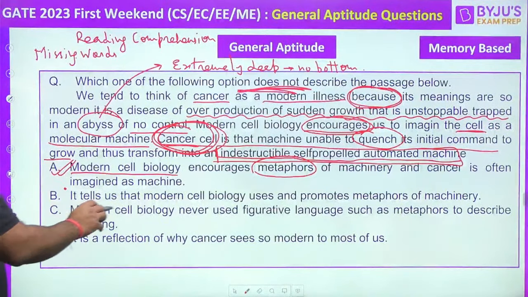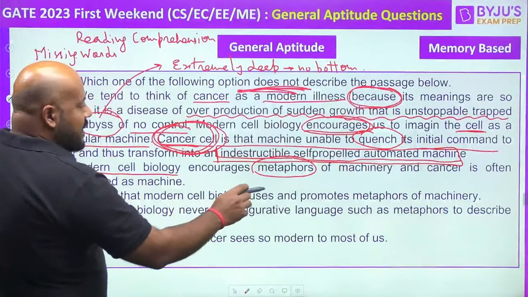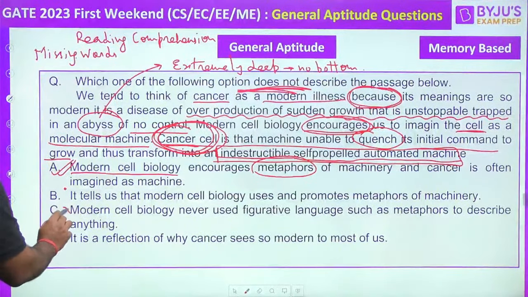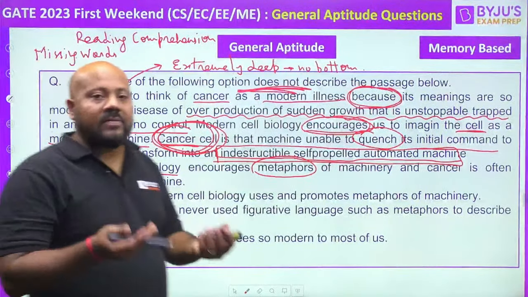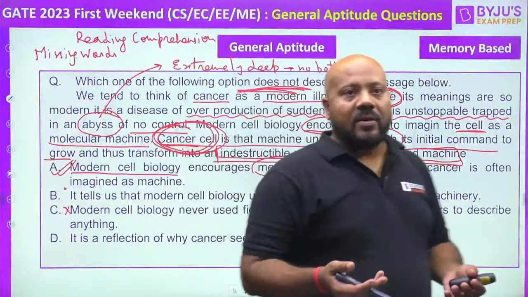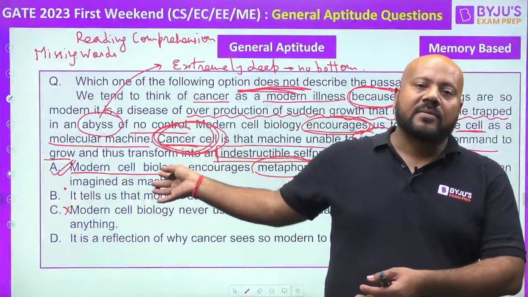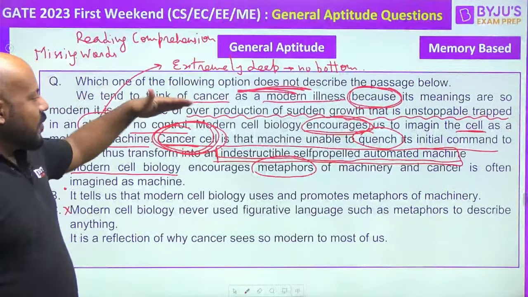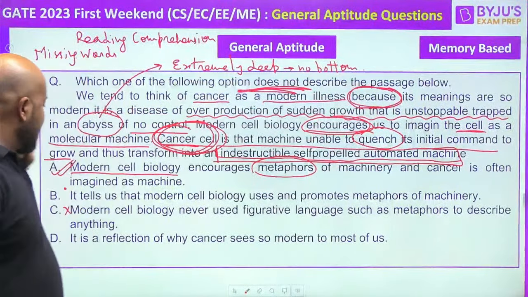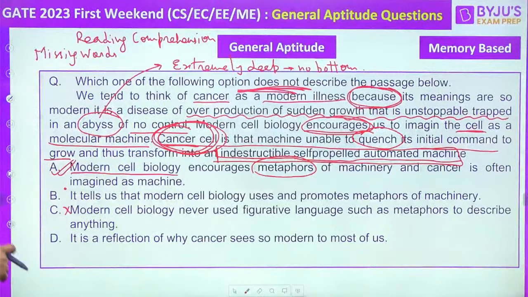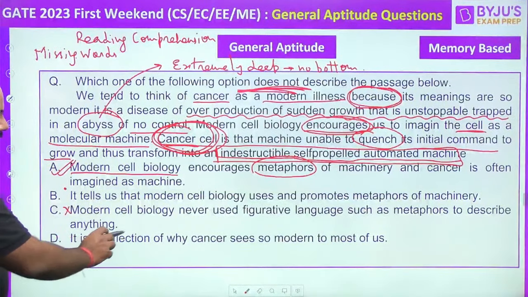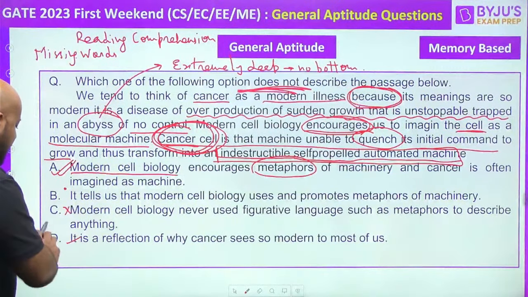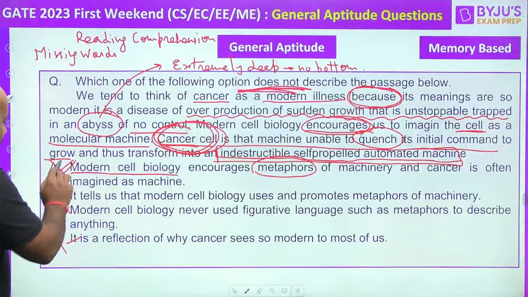Option C, modern cell biology never used figurative language such as metaphors to describe anything. Now this can be wrong, and wrong is what we have to choose. This can be wrong because at least for cancer they are using metaphors: self-propelled automated machine. So C can be the correct answer then. D, it is a reflection of why cancer seems so modern to most of us. This is correct, so D cannot be the answer. A cannot be the answer.